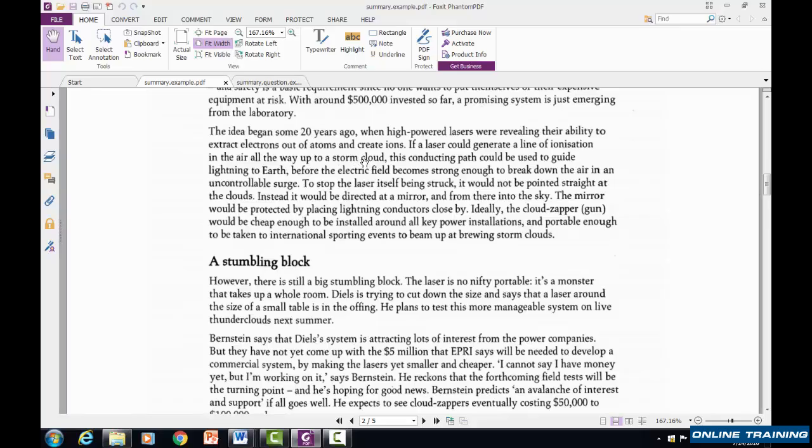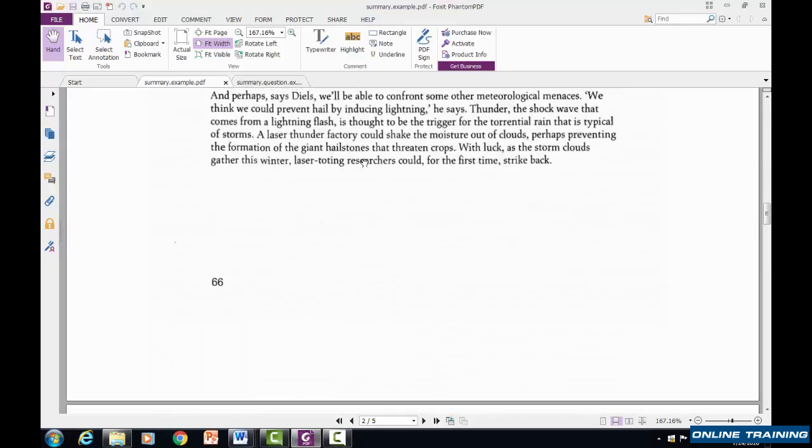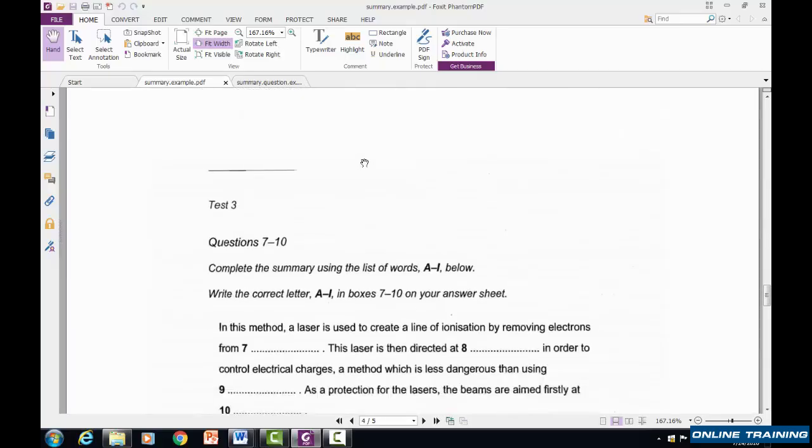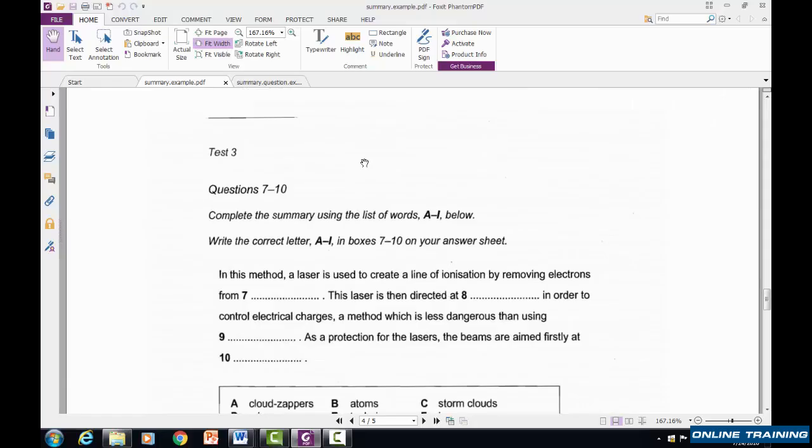So our correct answer for this one would be C, storm cloud, because a line is the same as saying directed at. All right, that's what that means. So the answer for number 8 would be C, storm clouds. Directed at, point a line towards, show a line towards, right? So we had our first answer, atoms, come from the first sentence. We had our next answer, storm clouds, come from the second sentence.